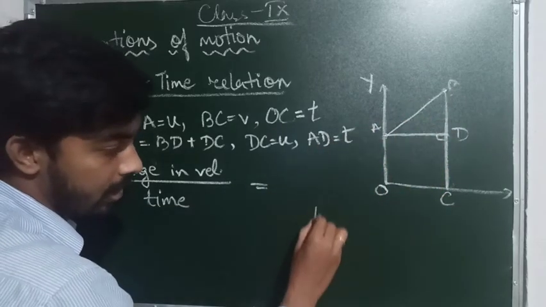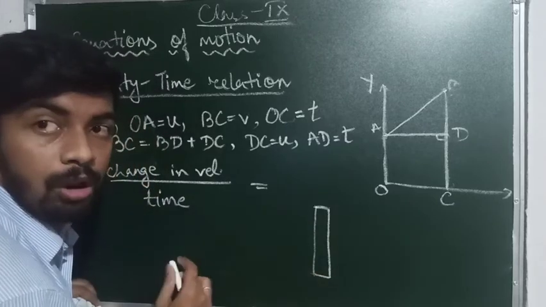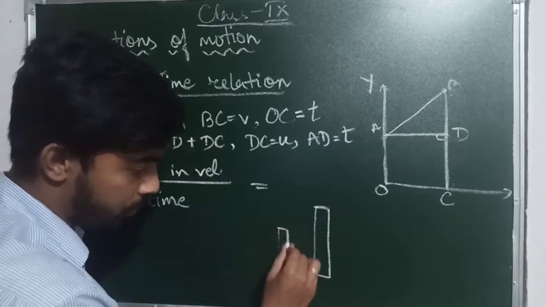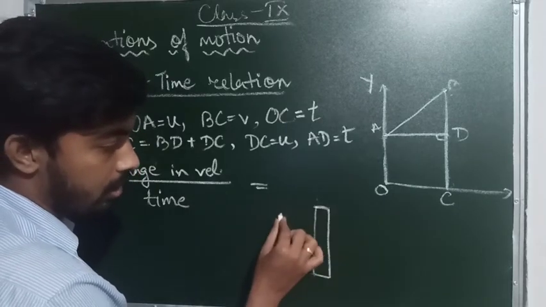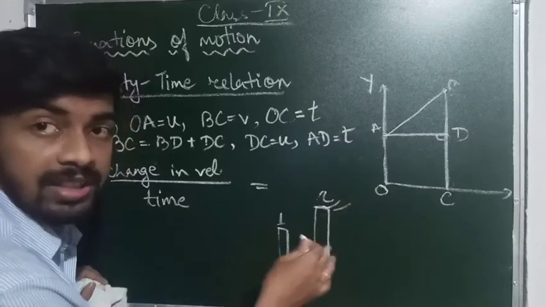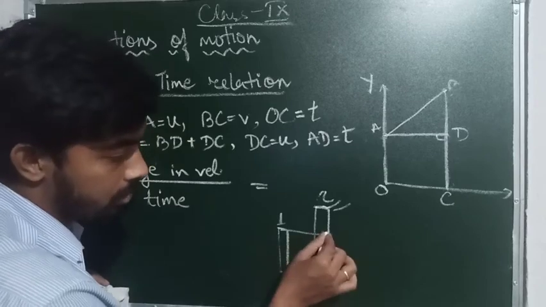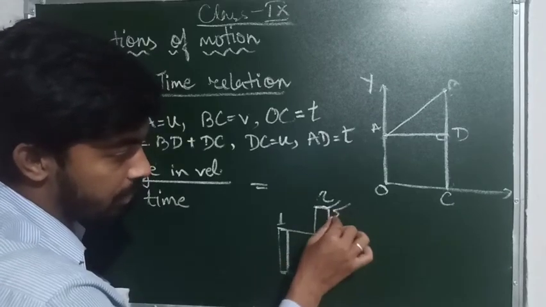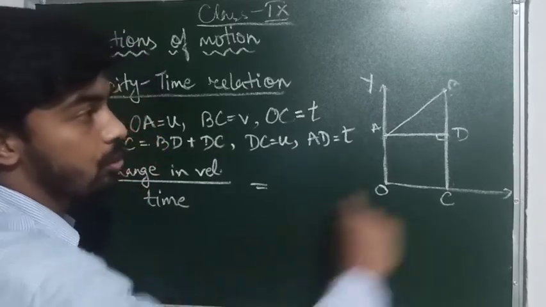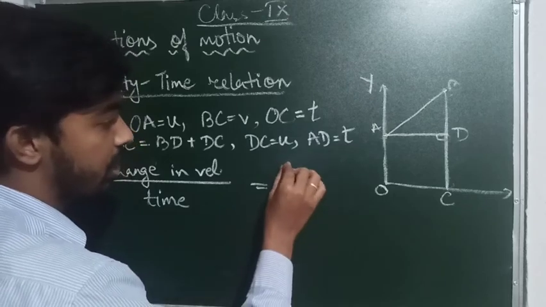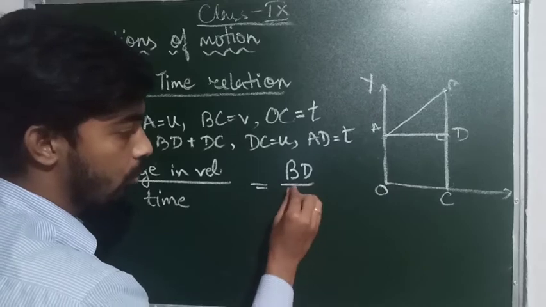Like for example, if I have a piece of wood, one long piece and one short piece, and I want to know how much longer the second piece is, then what we will do? We will measure these two equally, so this much and this much will be equal, and this much will be the extra part, the length. So that will be the change. So here the change is BD. So change in velocity is BD, and the time is OC.